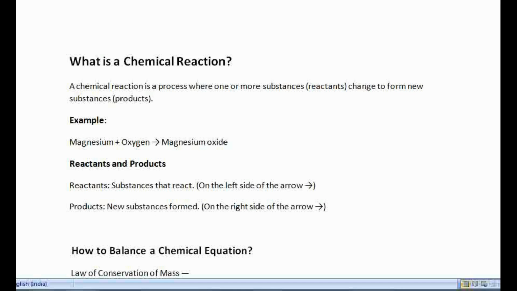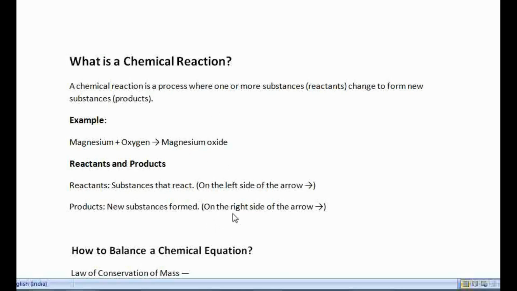Here let us discuss the second important concept, reactants and products. What are reactants and products? Reactants are substances that react. You can see there is an arrow. Before this arrow there are two items. In normal language we say item, but in chemistry we say reactants, substances that react, on the left side of the arrow. On the right side of the arrow are the substances formed. Always new substances are formed in the products place, so they are always on the right side of the arrow.